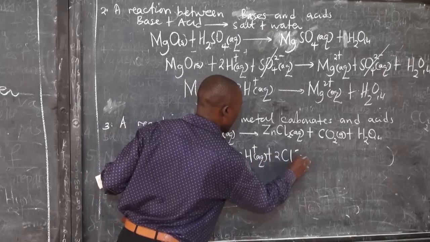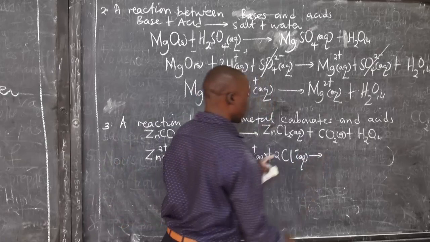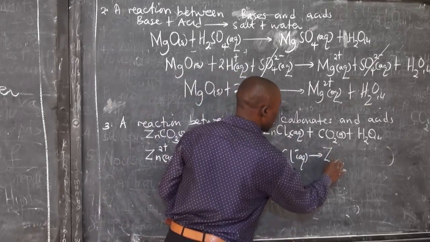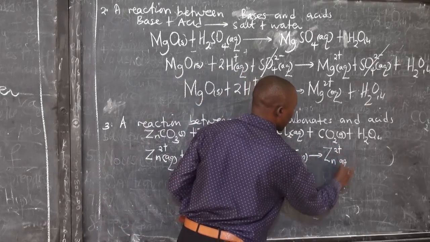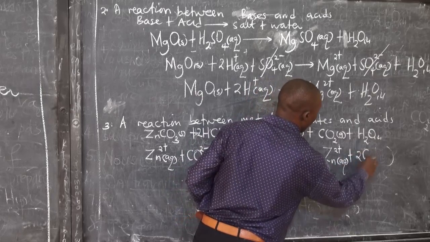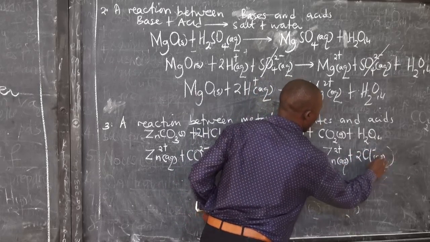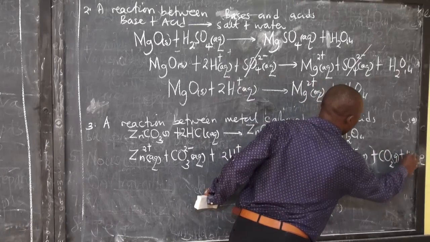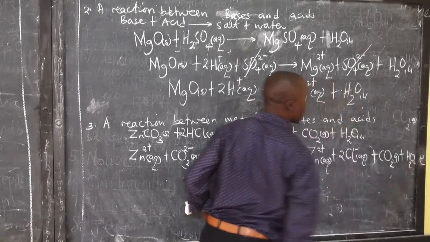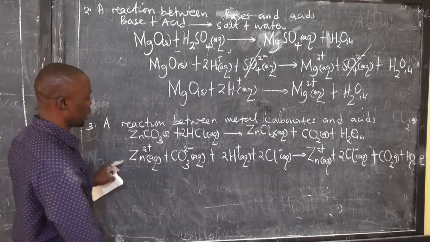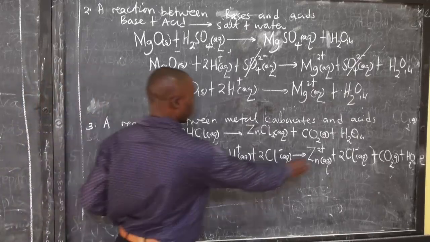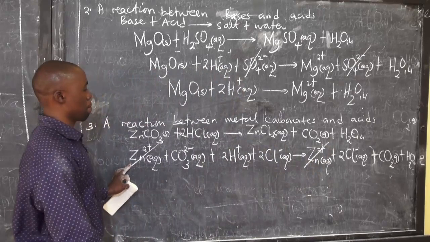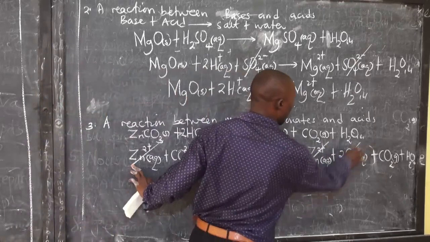Plus two chloride ions. So ionize this, being a soluble salt, we get zinc plus two chloride ions. Then don't ionize the gas, neither ionize the water, the liquid. Let's cancel spectator ions. We have this canceling with that, and we have the chloride canceling the chloride.